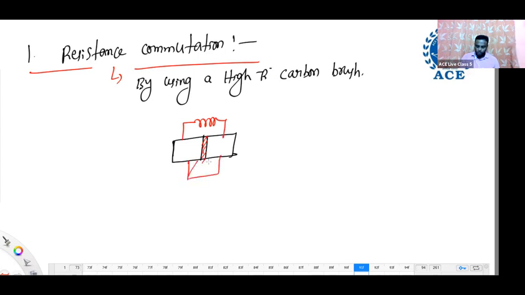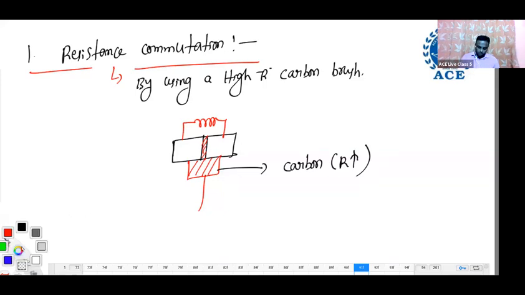Brush is made up of carbon. What is the carbon? Having high resistance. Carbon has high resistance compared to copper, and because of that, this coil has some inductance L, and the brush has high resistance. So during current reversal in every coil, there is a loop formation. It is acting like an RL network.